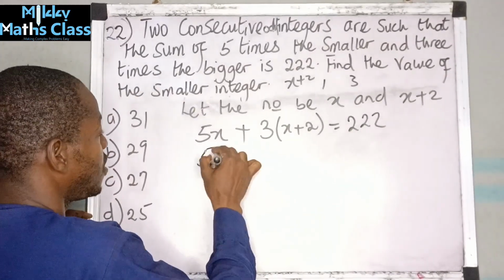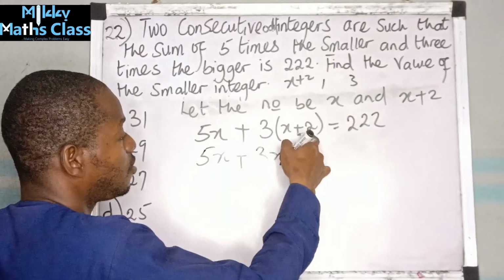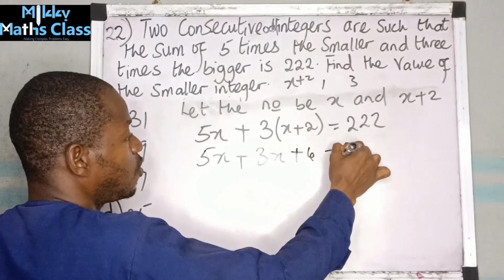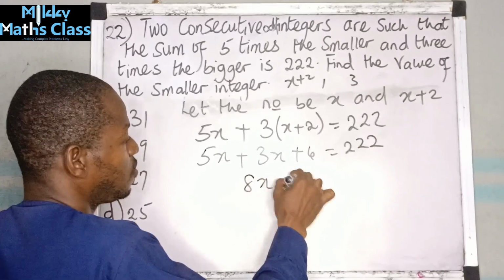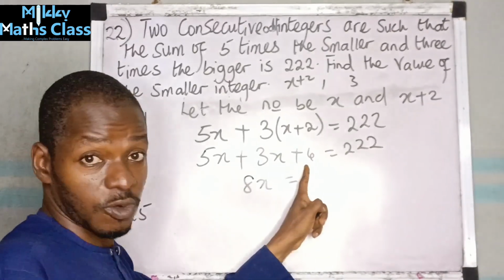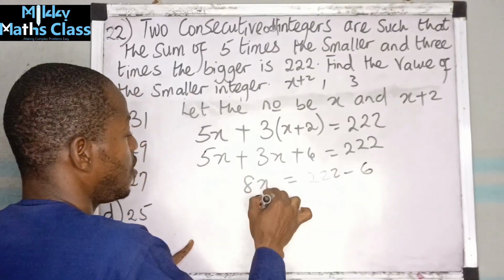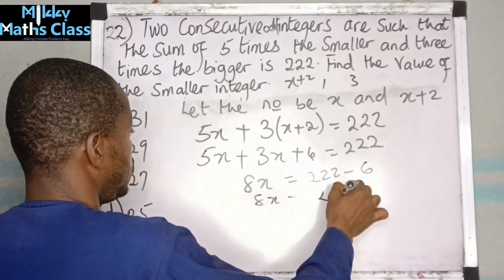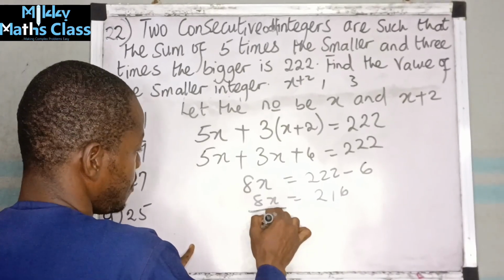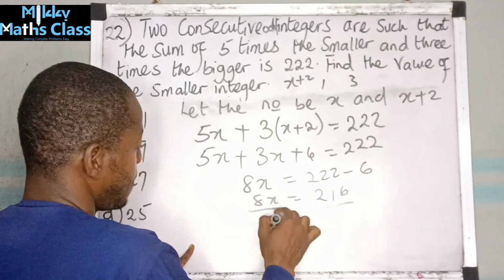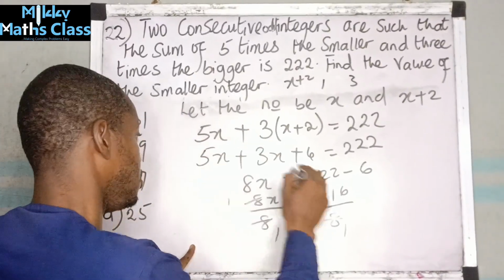So this becomes 5x plus 3 times x, 3x, 3 times 2, that's 6, is equal to 222. 5 plus 3 is 8. 8x is equal to, subtract 6 from both sides, that's 222 minus 6. 8x is equal to 216. Divide both sides by 8. 8 will cancel here.